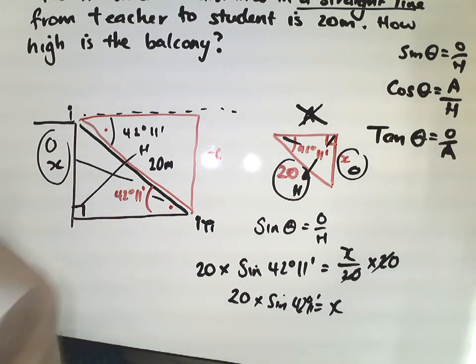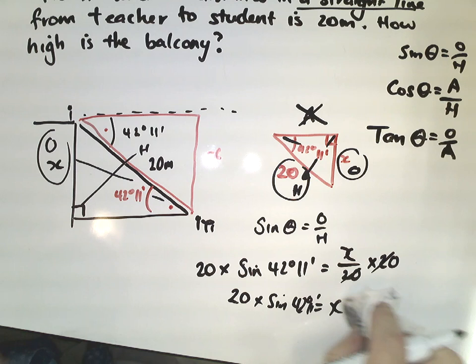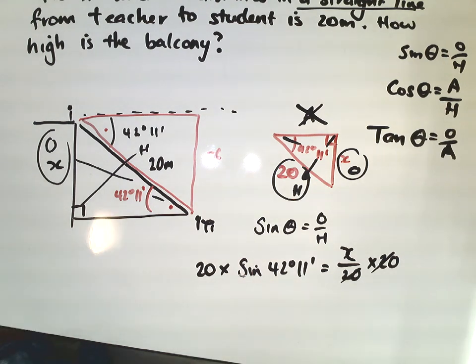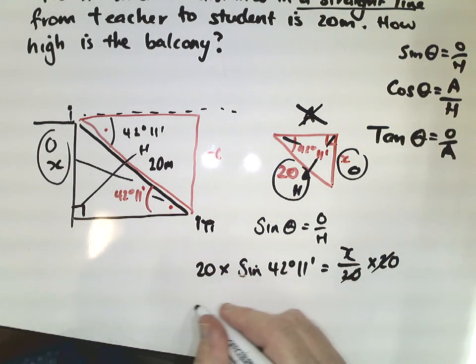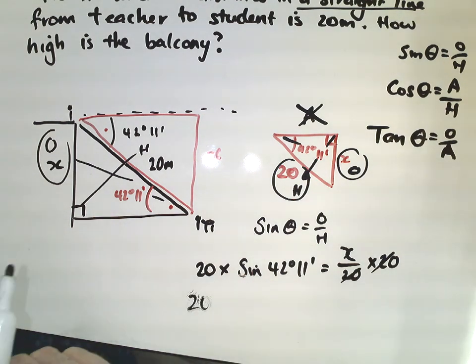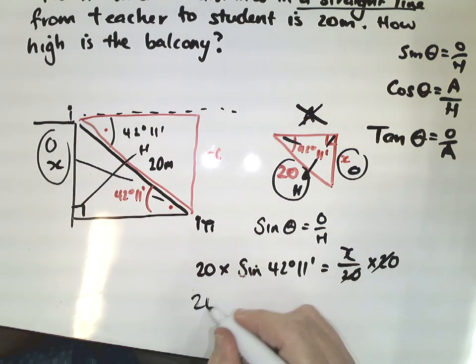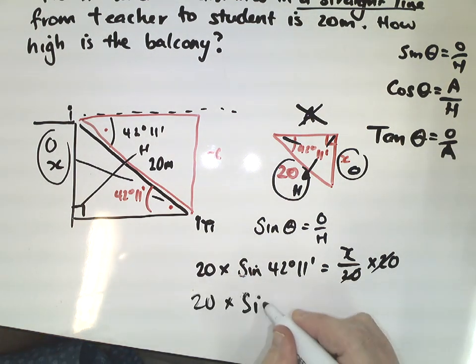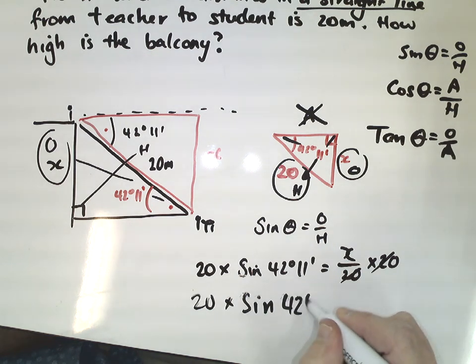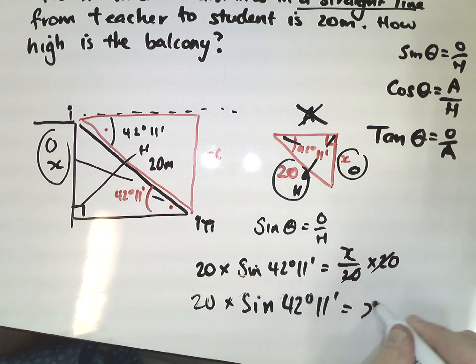I just managed to sit that in. I might actually do that properly. So 20 times sine 42 degrees and 11 minutes is equal to x.